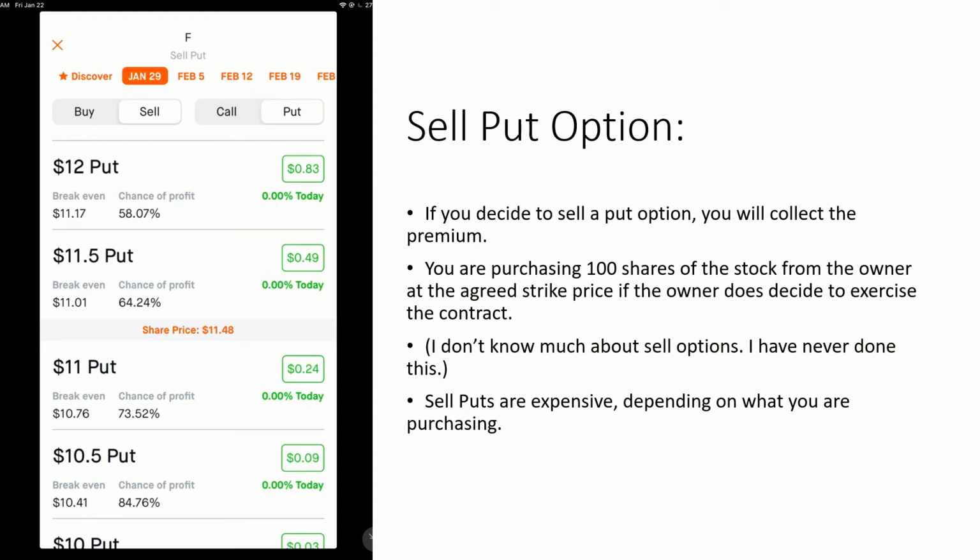I don't know if I did a video on these, but I will do a video breaking it down and explaining to you, because this is more of a visual learning type of thing to know what I'm talking about. So depending on what you're purchasing, you could be paying a lot of money, like 20, 30,000.